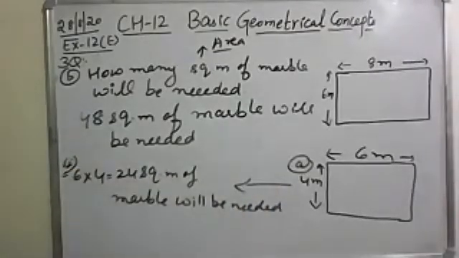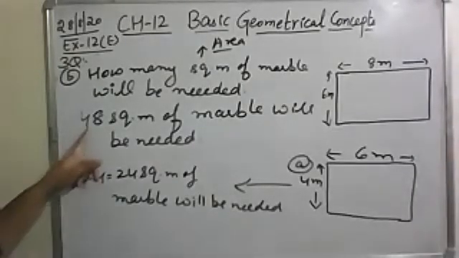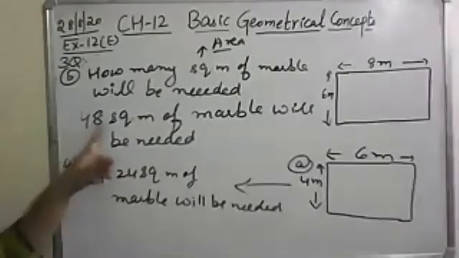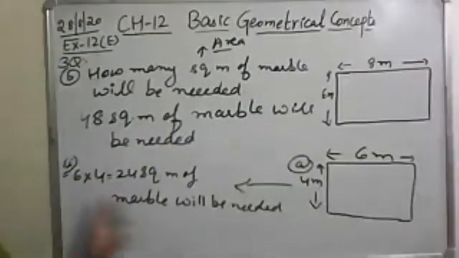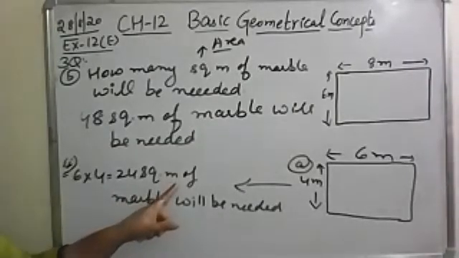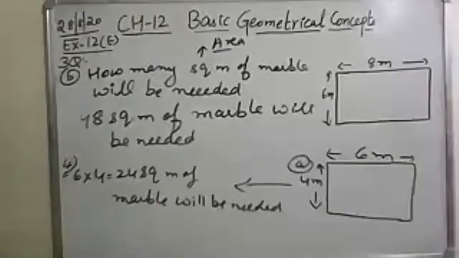So we will bring from the market as much marble as our floor is, as much as our requirement is. If our floor is 48 square meter, then we will purchase 48 square meter of marble. If our floor is 24 square meter, then we will purchase 24 square meter of marble. So this is the question. Fine? Okay, ma'am. Good.